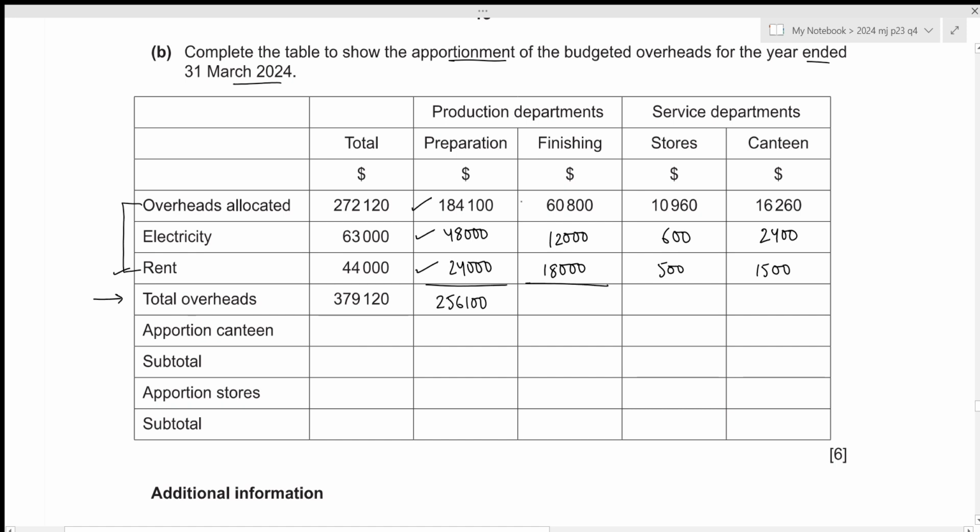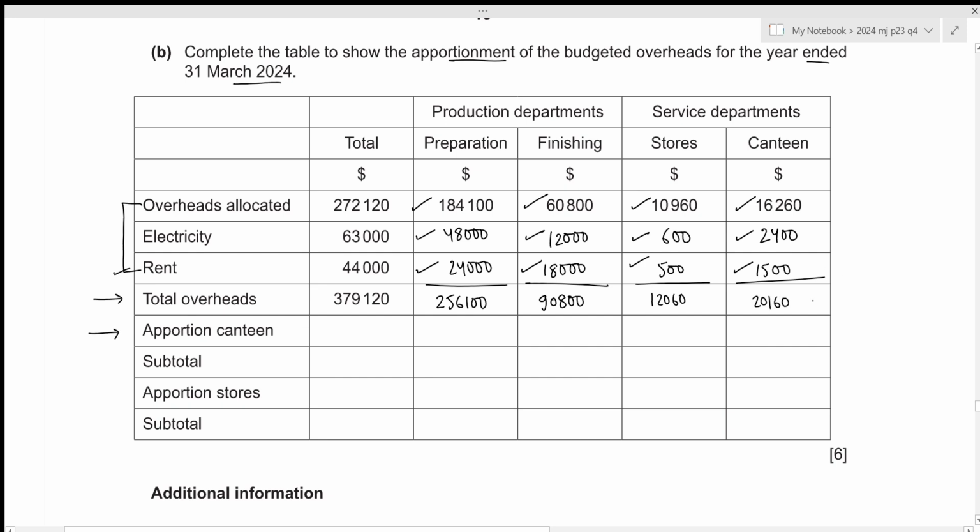For finishing department, that will be 60,800 plus 12,000 plus 18,000, which results in 90,800. For stores, that will be 10,960 plus 600 plus 500, which results in 12,060. And for canteen, that will be 16,260 plus 2,400 plus 1,500, which results in 20,160. Now we need to apportion canteen.